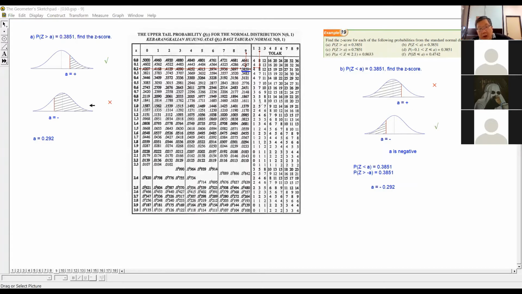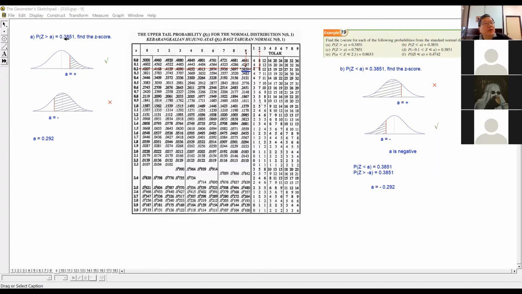You have to shade according to the question. The question says greater, then you shade greater. Then here also you shade greater. From these two greater than A, you have to decide whether it's the positive A or the negative A. Obviously this one, because less than 0.5, we choose the top one, so it's a positive A.